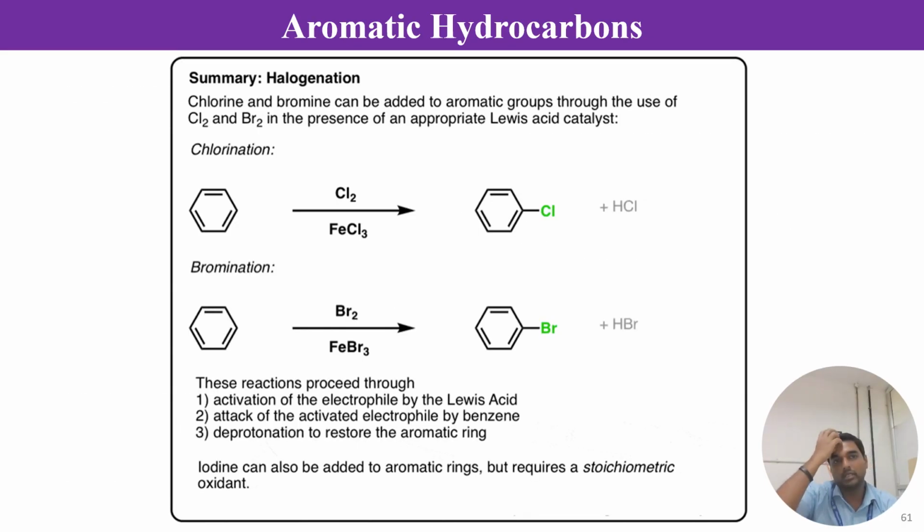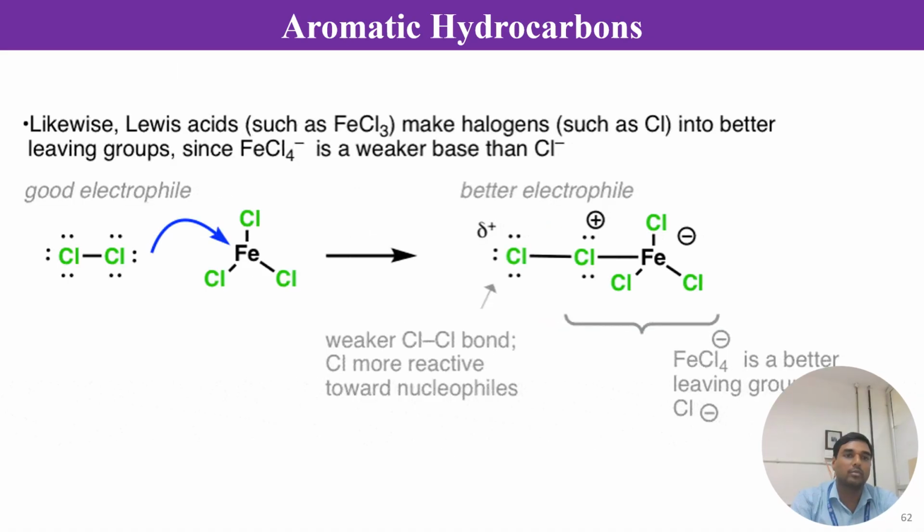So, summary of halogenation reactions: chlorination is chlorine with ferric chloride, and you will get chlorobenzene. If you react with bromine and FeBr3, you can get bromobenzene. In both cases, first the chloro and bromo cation will form, then it will react with benzene and form the sigma complex intermediate, which is unstable, then it will lose the proton and you will get the aromatic compound.